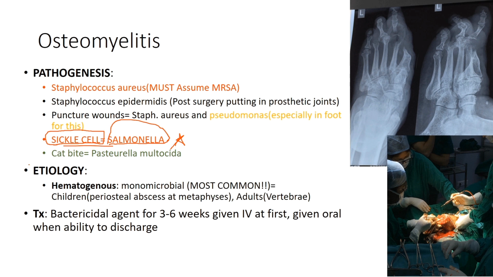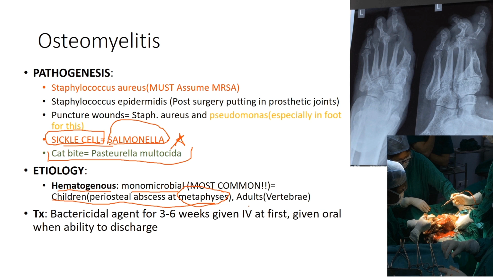If you have a cat bite, which comes back to our first organism we talked about, you want to bring back Pasteurella multocida. So again, the most common cause is hematogenous. It's usually monobacterial, and you can see the location for this in children. That's like periosteal abscesses, usually in the metaphysis. Why? Because they have a lot of blood supply in that area.